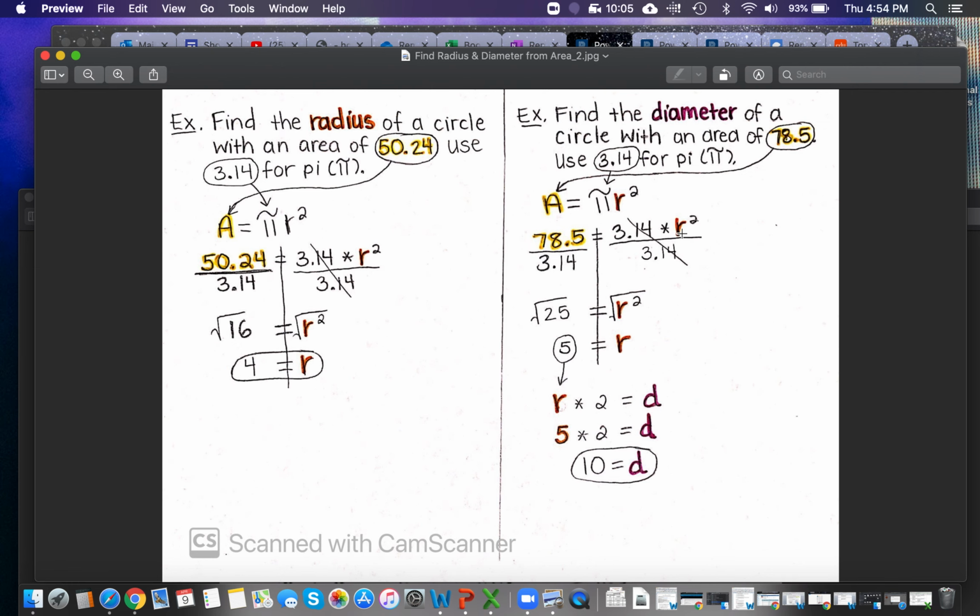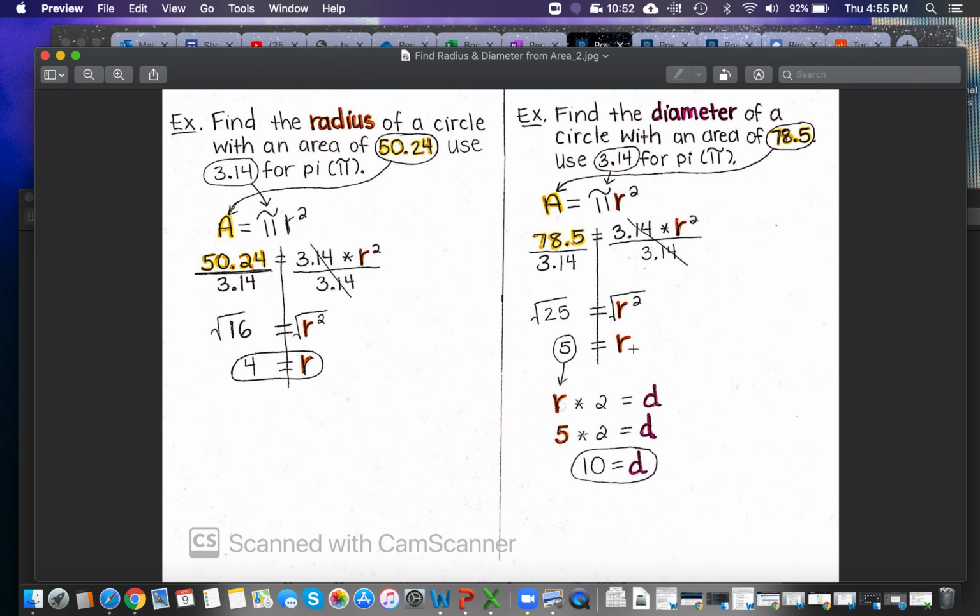I want to get the radius by itself, so I need to get rid of this multiplying by 3.14 first. The opposite of multiplication is division, so I'm going to divide both sides by 3.14. That cancels out here, so I'm left with the radius squared, and 78.5 divided by 3.14 is 25. I don't want to know what the radius squared is. I need to get the radius by itself still, so the opposite of squaring a number is taking the square root. So I'm going to take the square root of both sides. That cancels out. I'm left with the radius, and the square root of 25 is 5.